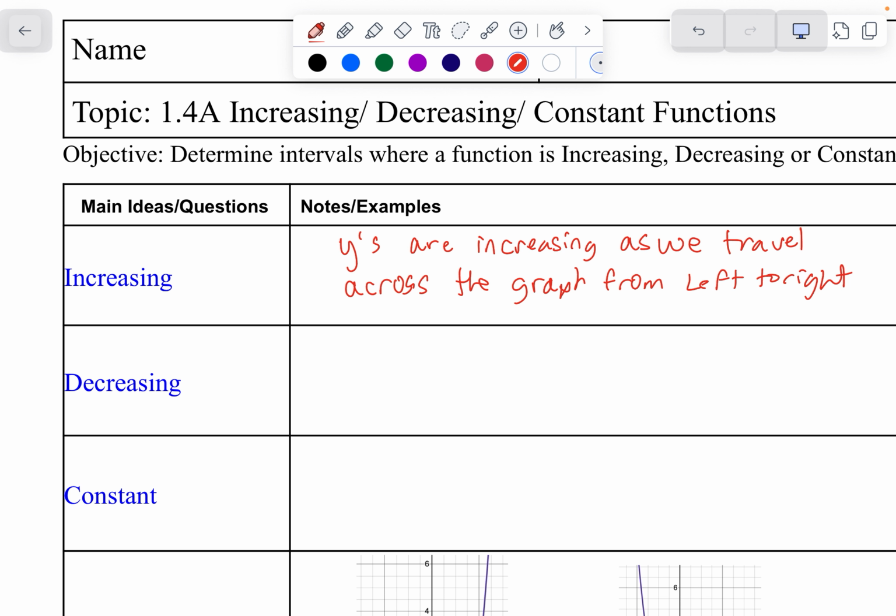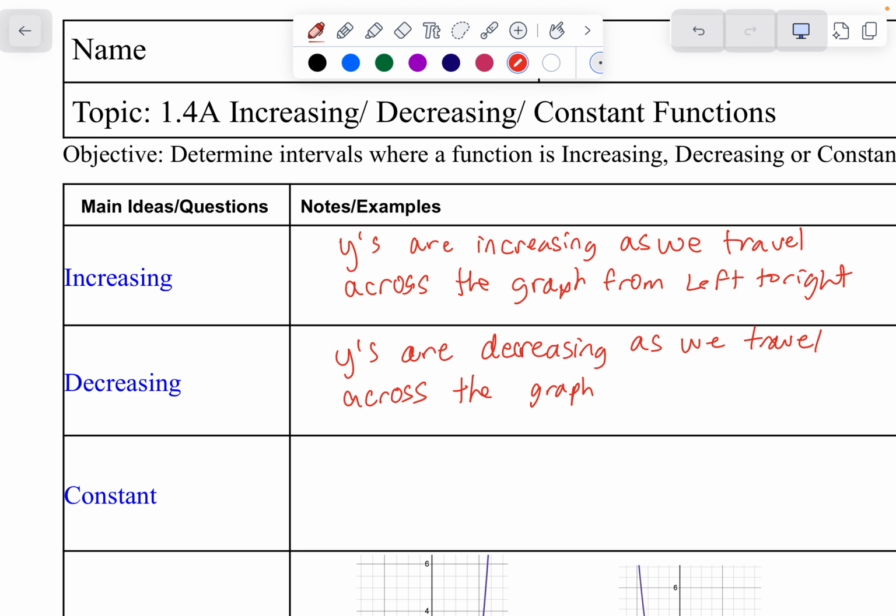So then I guess you could probably guess what decreasing is. Decreasing is when the y's are decreasing. Look at the way I just spelled decreasing. That's better. As we travel across the graph from left to right. So we can equate that with a line with a negative slope. Now, our graphs aren't linear all the time, but that's a good way to think about it.